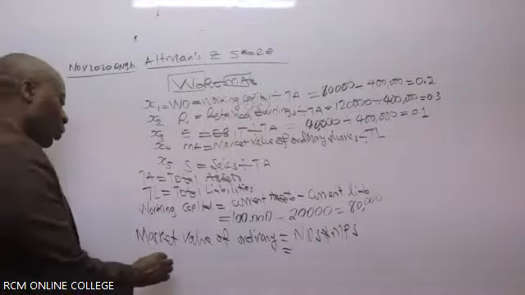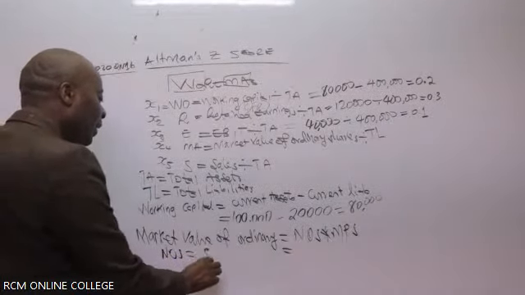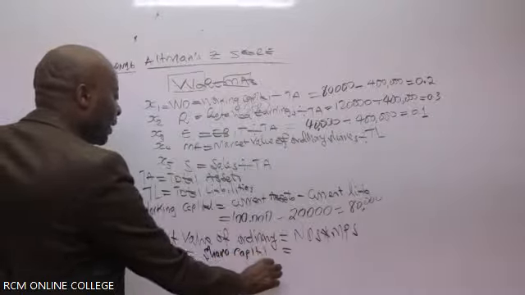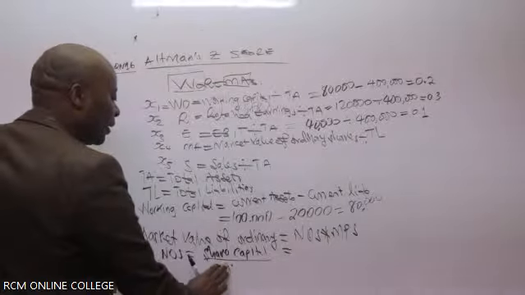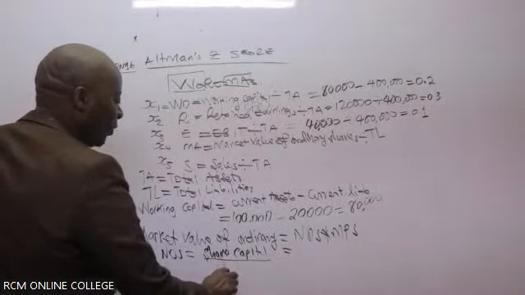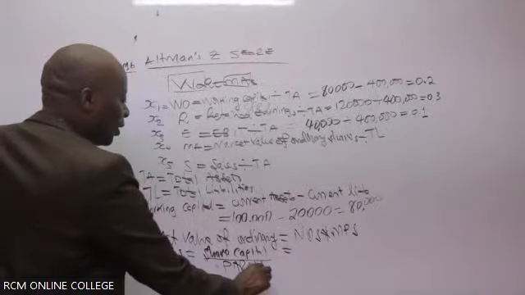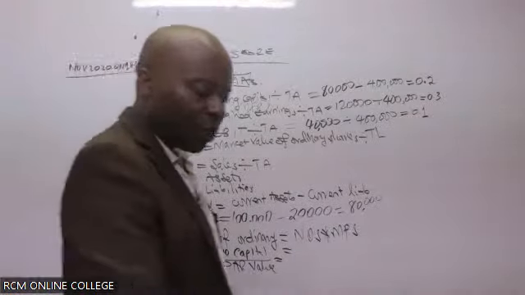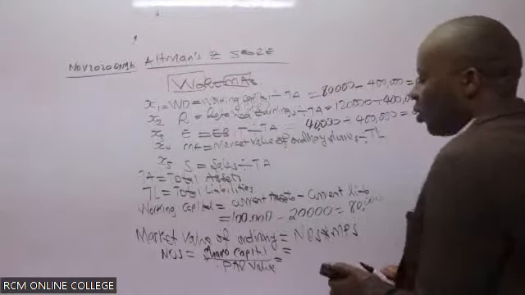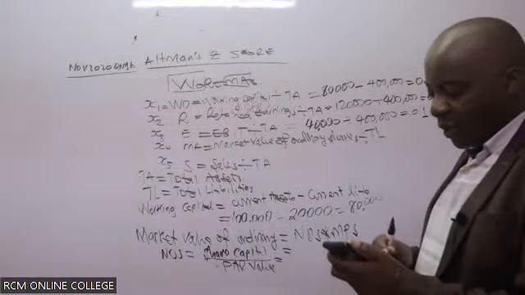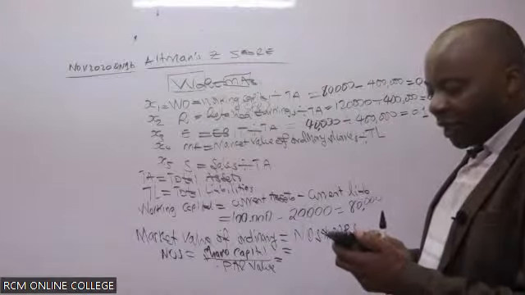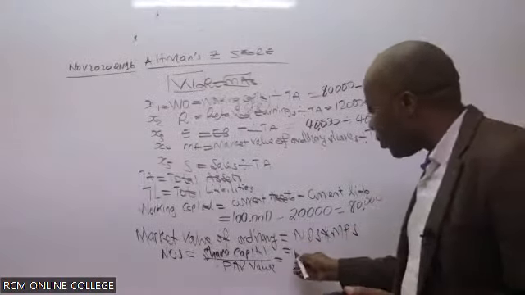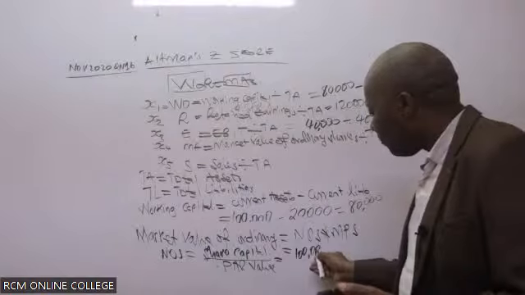And then how do we get this NOS? You simply take the share capital as it is given, divided by the par value given in the balance sheet. If you go to the balance sheet, what is the ordinary share capital given there? I'm able to see the ordinary share capital. It is 100,000.